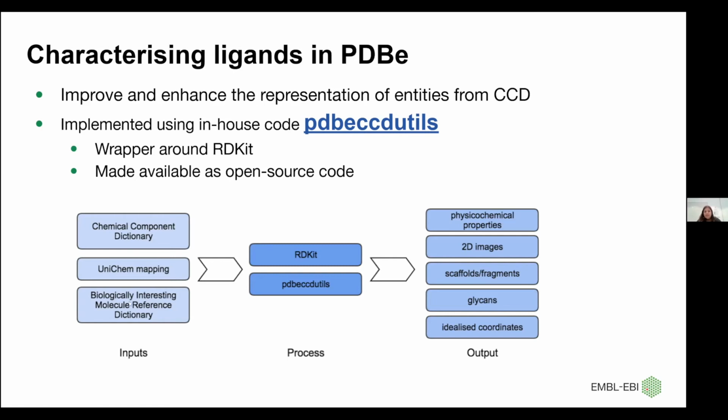We use it every week to update our data and calculate 2D images, idealize coordinates, and various physicochemical properties, as we have linked it to the UniChem pipeline, which essentially maps the chemical components between various databases. So this is the in-house core powerhouse of our chemical components.